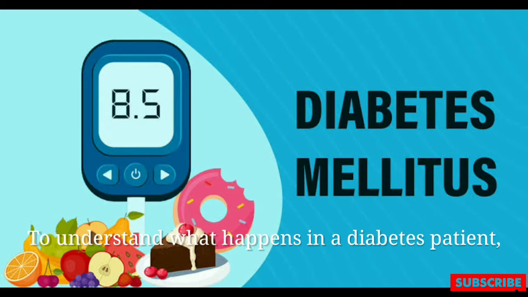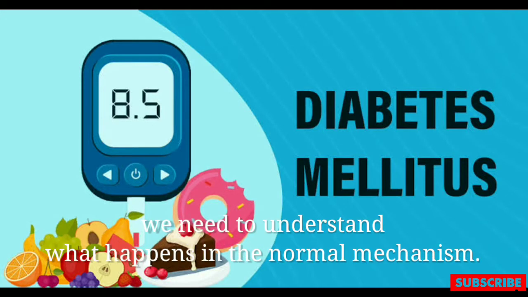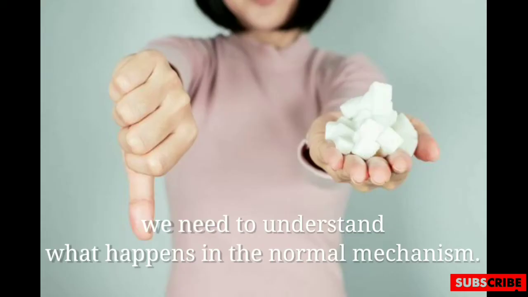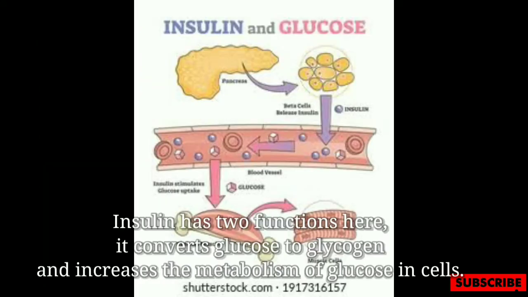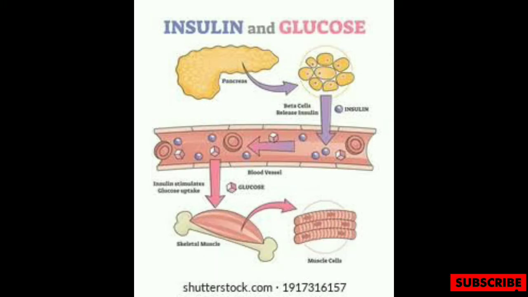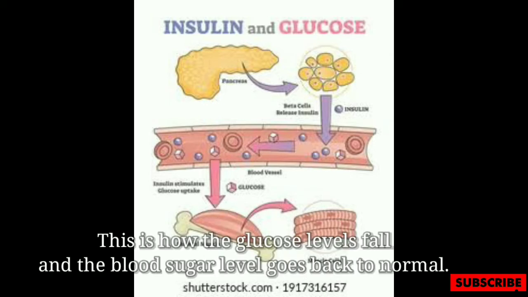To understand what happens in a diabetes patient, we need to understand what happens in the normal mechanism. Whenever the blood glucose level increases, the pancreas responds by secreting insulin. Insulin has two functions here. It converts glucose to glycogen and increases the metabolism of glucose in cells. This is how the glucose levels fall and the blood sugar level goes back to normal.